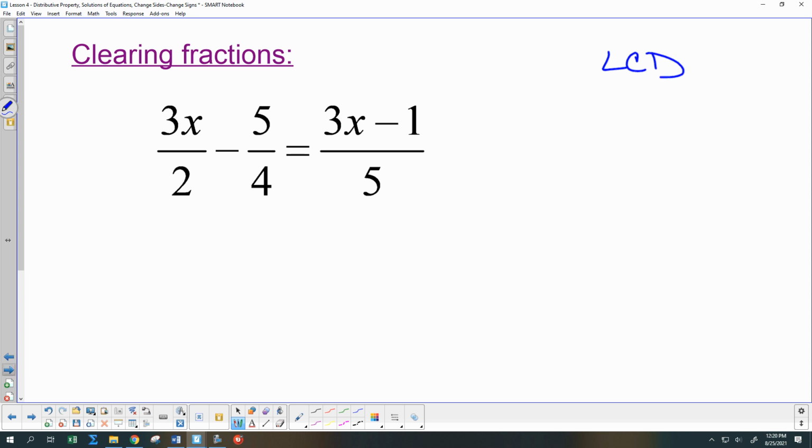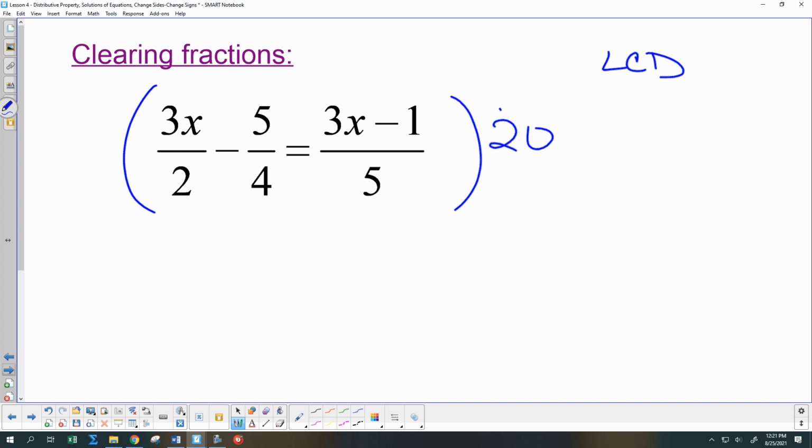If I had a problem with halves and fourths and fifths, what would my least common denominator be for that one? Bryce, what do you think? What do you guys think? 2 times 10 is 20, 4 times 5 is 20, 5 times 4 is 20. We can get 20 from all of them. Notice we're not using 40. We're not using 2 times 4 times 5. We could, but we'd have bigger numbers and be more likely to make mistakes.